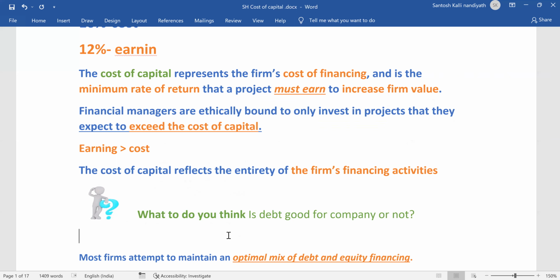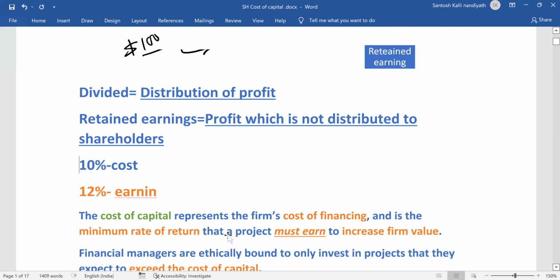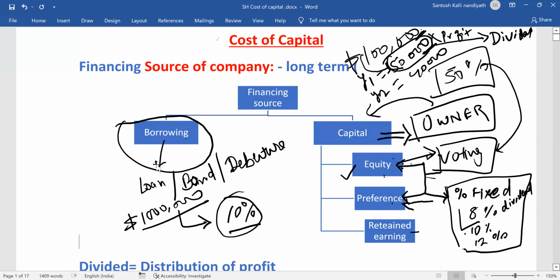We will see what is the meaning of tax benefit. That's why debt is cheaper than other sources of financing. It means debt is better. Then you will only see it. Debt is cheaper than equity, preference share, and retained earning. Okay, so the mix of both is required.